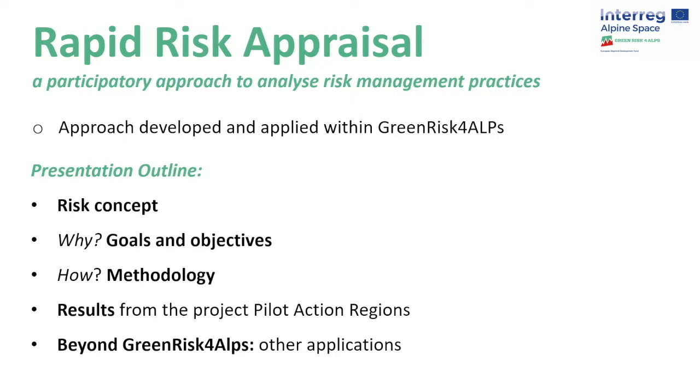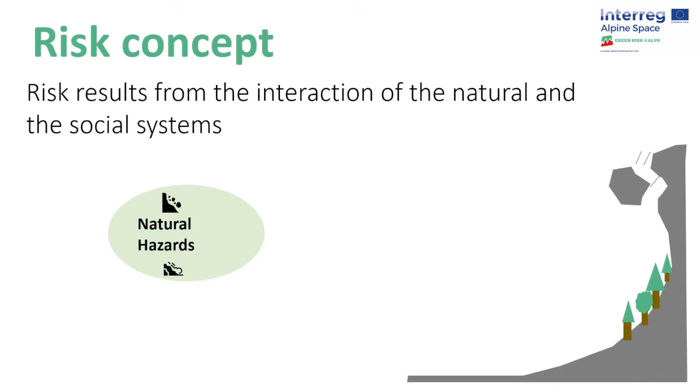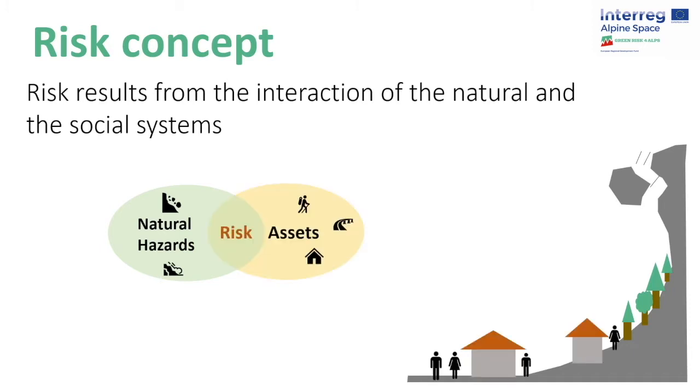project GreenRisk4ALPs. So a brief explanation on what we mean with the risk concept was already presented by my colleague Katrin briefly in the previous presentation. So risk results from the interaction of the natural and the social systems. So a natural hazard by itself does not constitute a potential risk, but this occurs only when some assets or people are present.